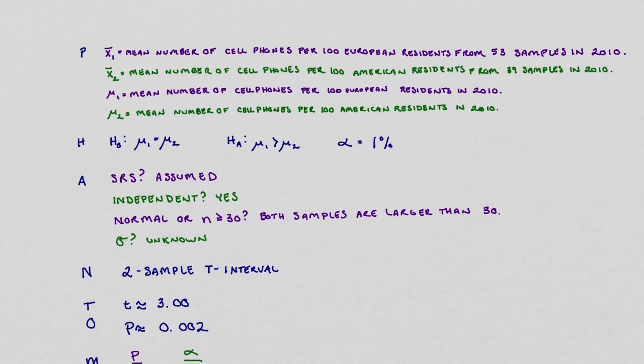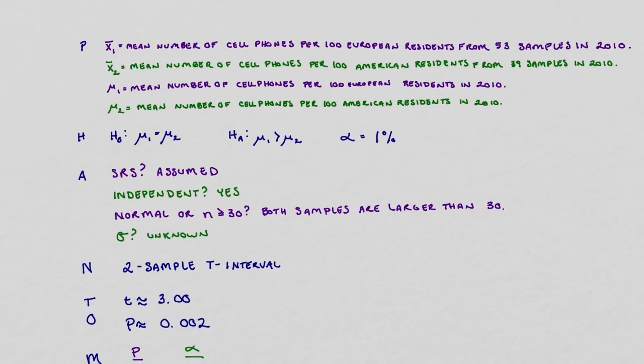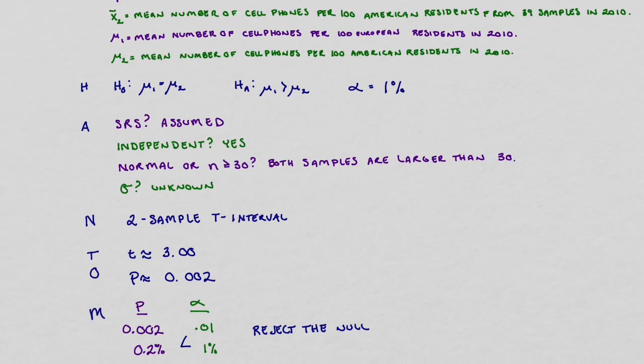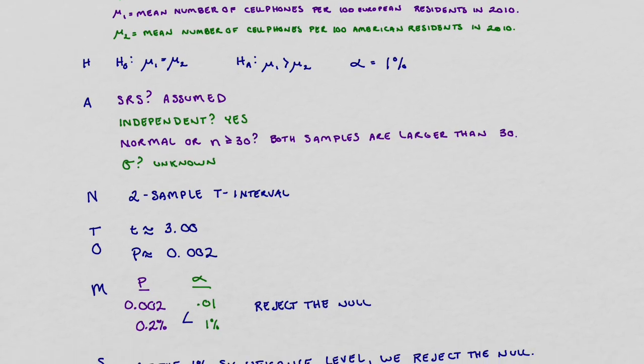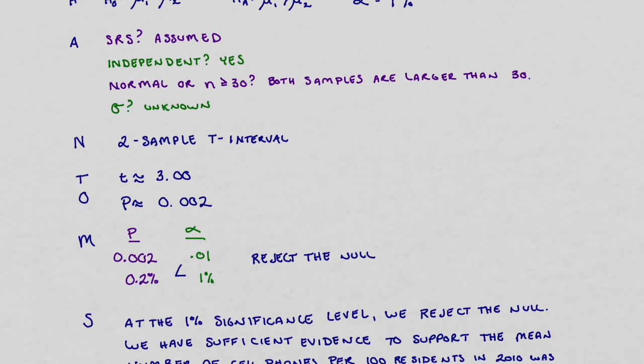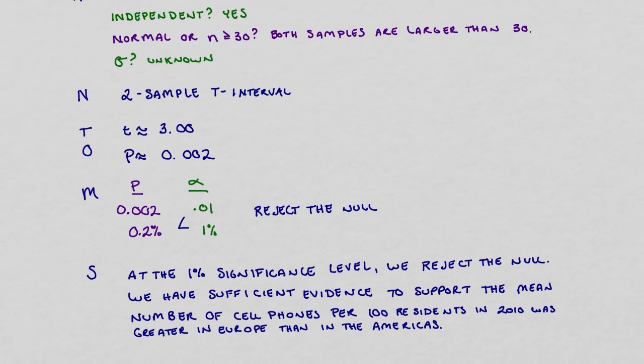So we're going to compare our p-value to our level of significance, and whether you work with the decimal form or the percentage form, you're still going to make the same conclusion. 0.2% is clearly smaller than 1%, so this tells me that we get to reject the null this time. And from here, we would say something along the lines of, at the 1% significance level, we reject the null.